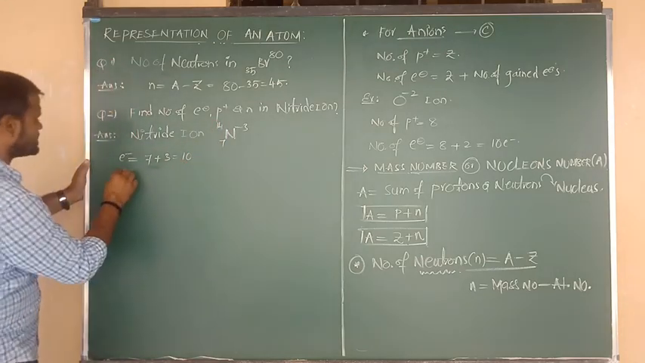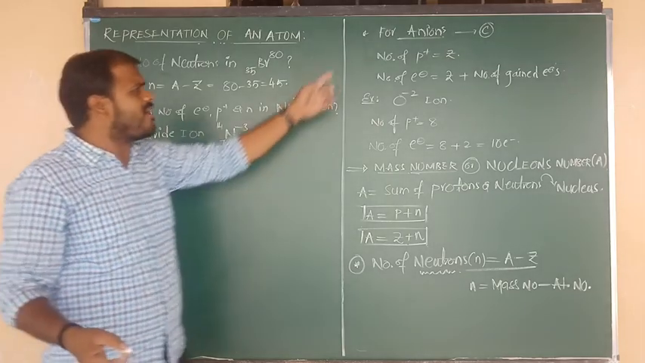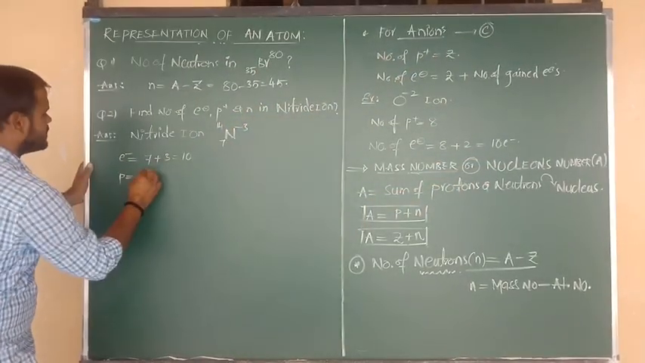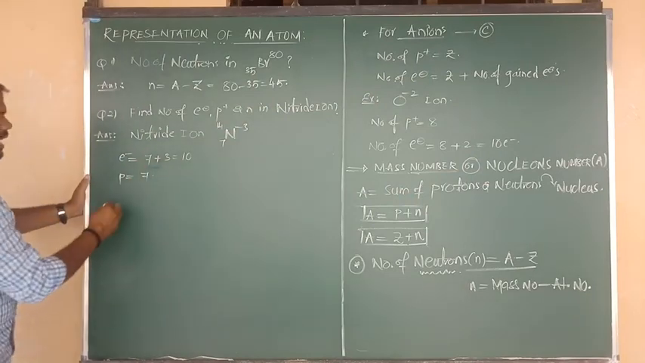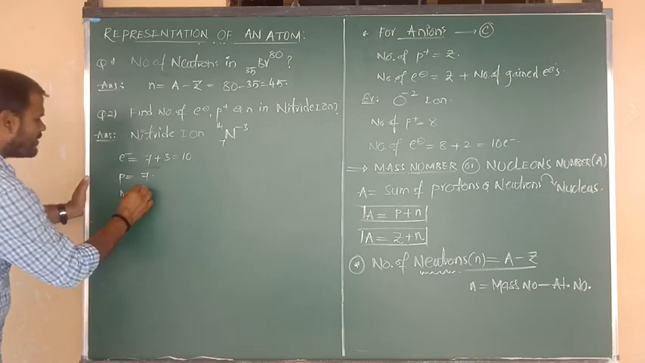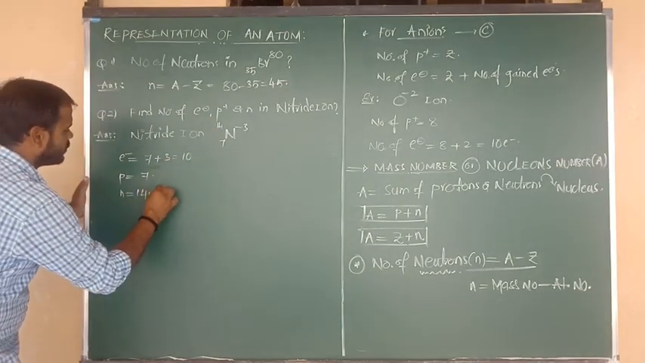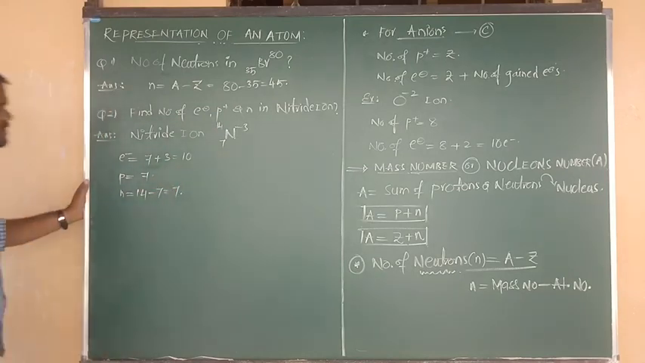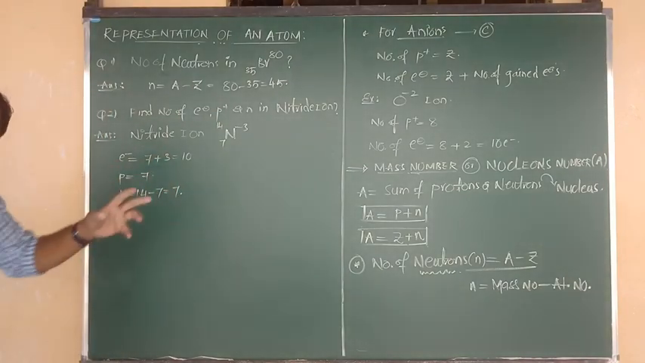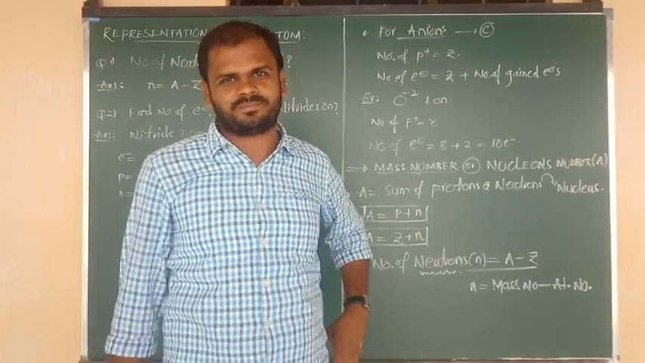Now go for the number of protons. The number of protons is always equal to Z. The Z value is 7. And let me go for the number of neutrons. The neutron value is A minus Z, that is 14 minus 7, and again your answer is 7. So 10, 7, 7: that is the answer we have to tick in the objective exam.